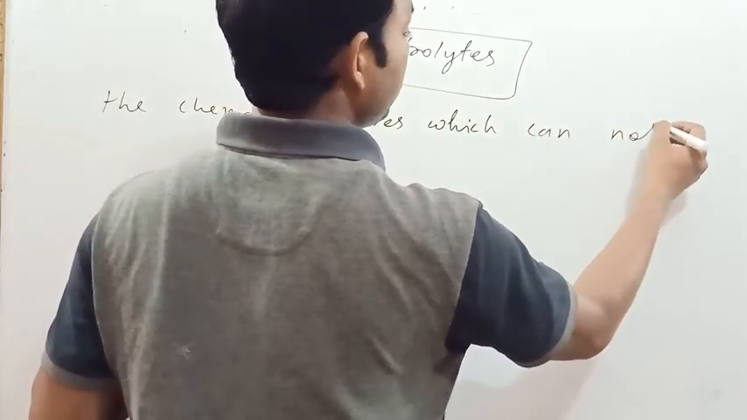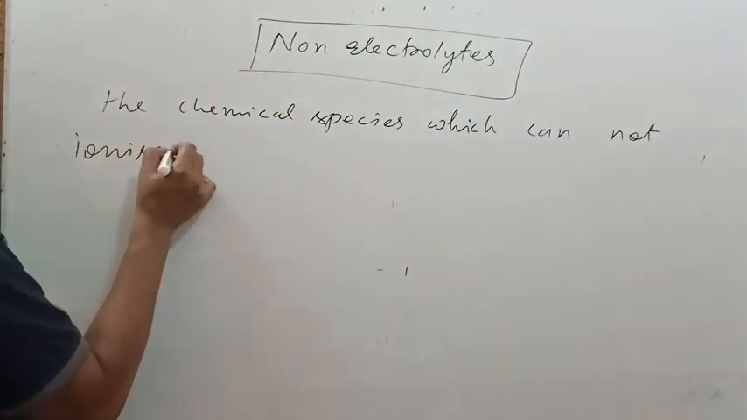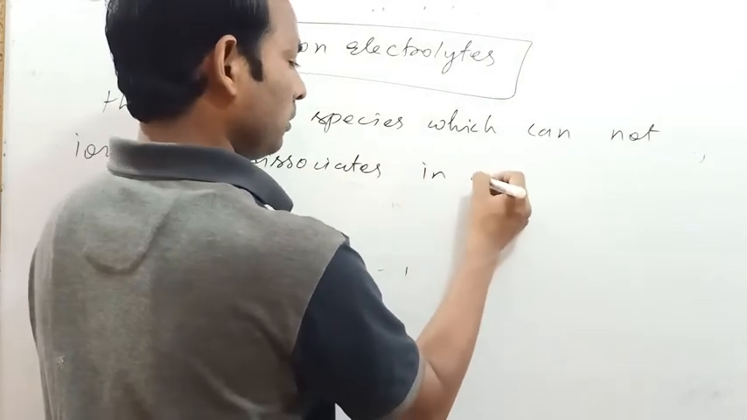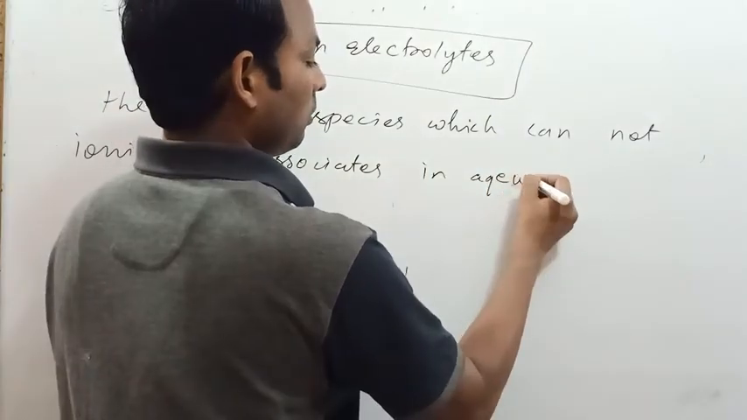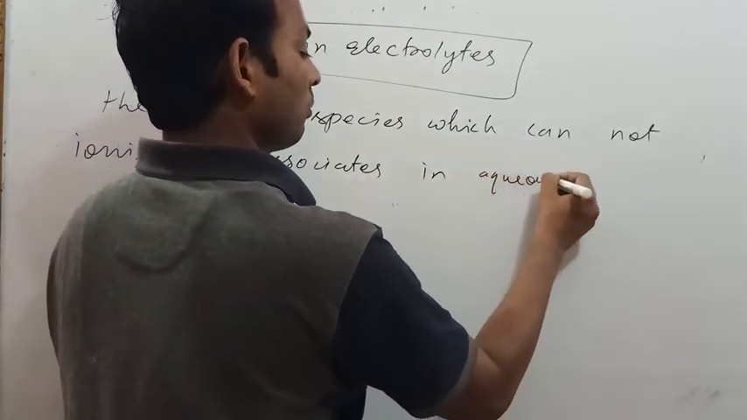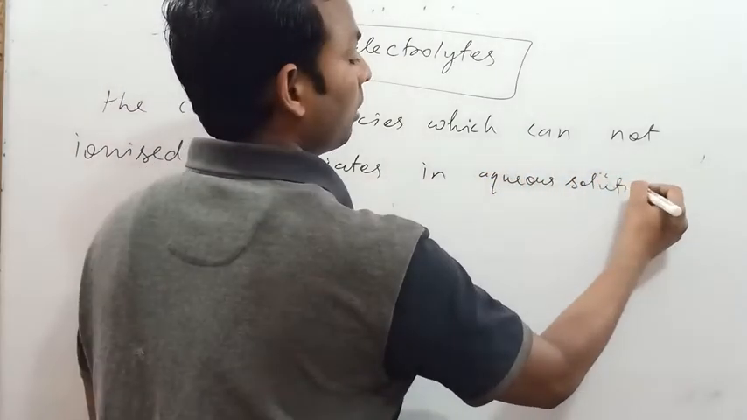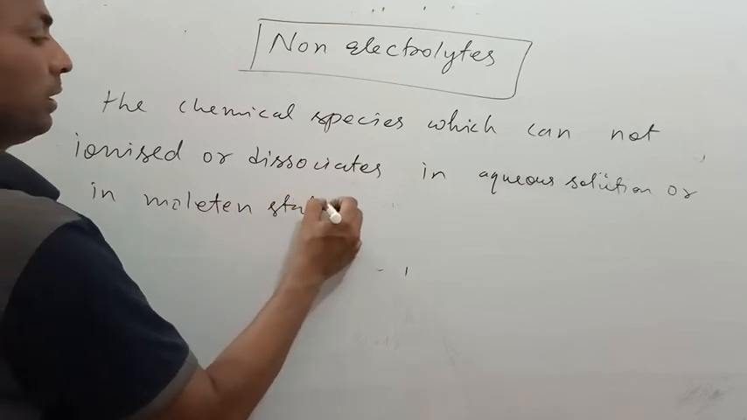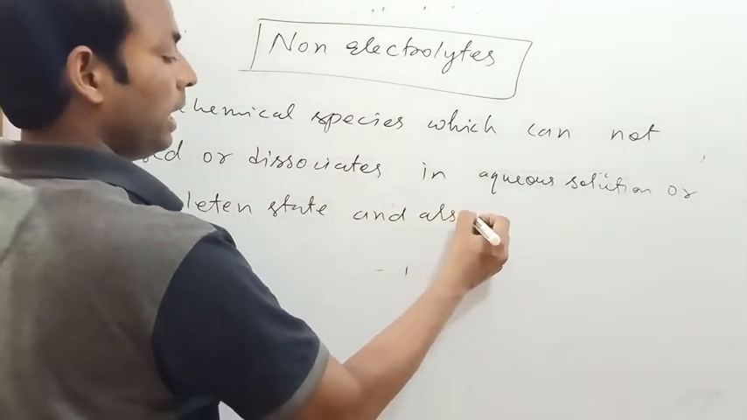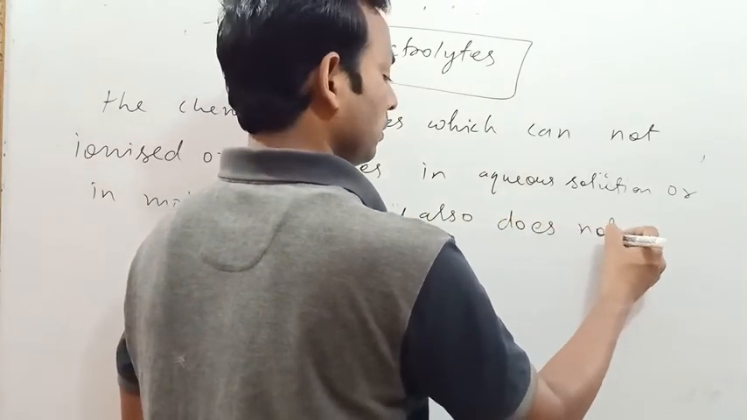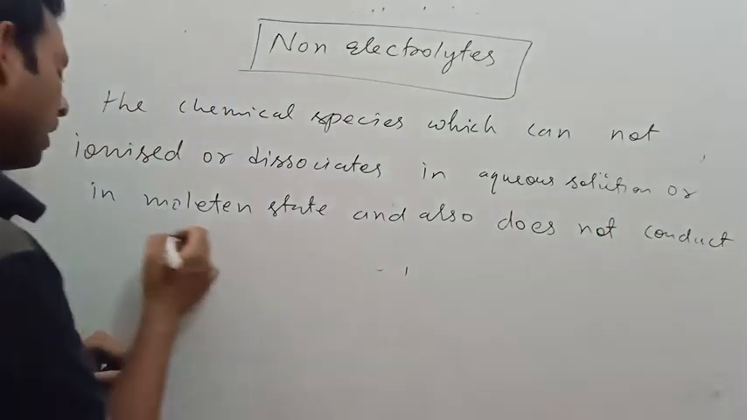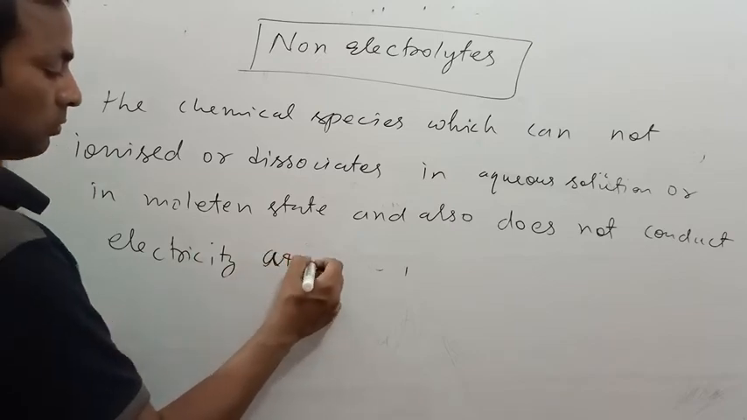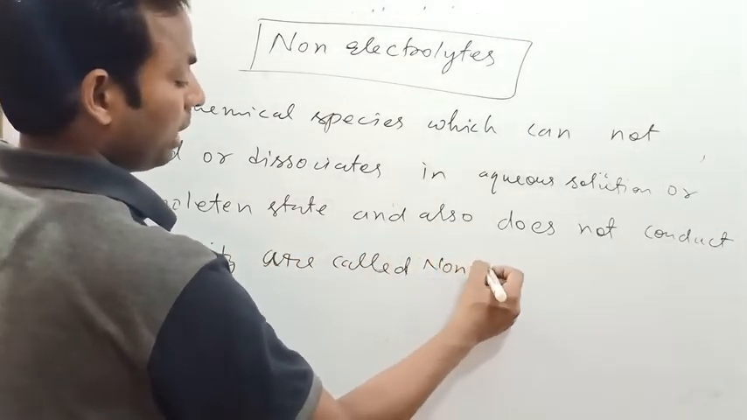So we can write here: the chemical species which cannot ionize or dissociate in aqueous solution or in molten state, and also do not conduct electricity, are called non-electrolytes.